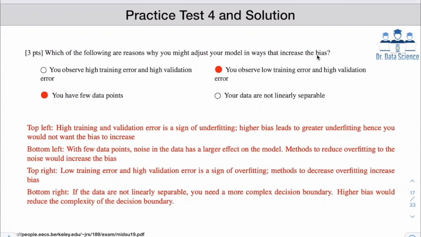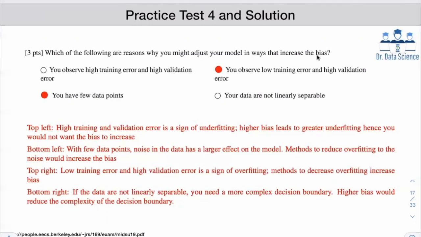The other reason is when you believe you have few data points, right? Because when you have few data points, you still have this problem that noise in the data has a larger effect on the model. And as I mentioned earlier, one method to reduce overfitting to the noise would be to increase the bias. But this doesn't have anything to do with linear separability of data, at least the way that we have this problem.